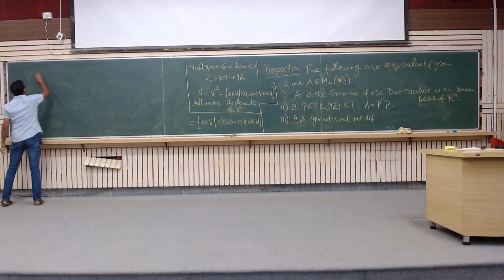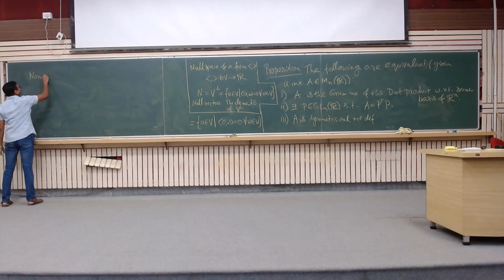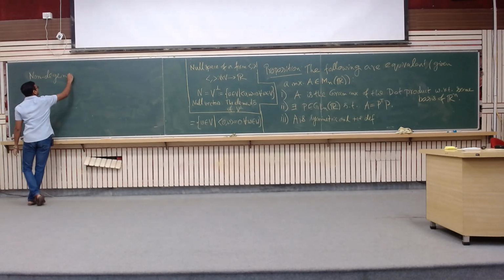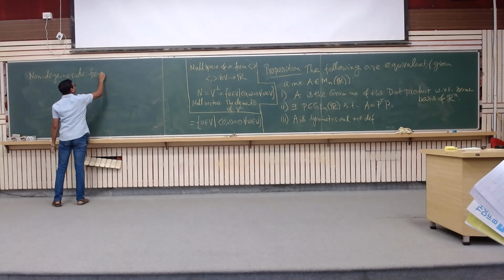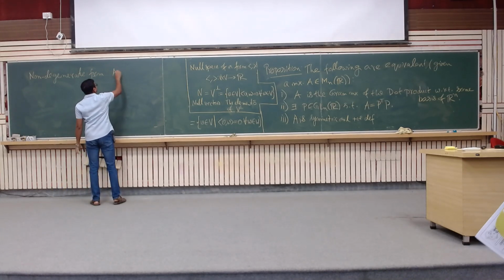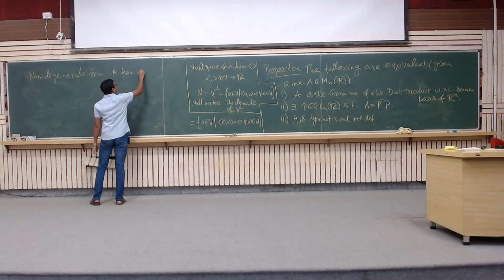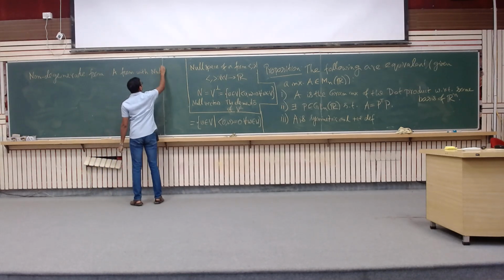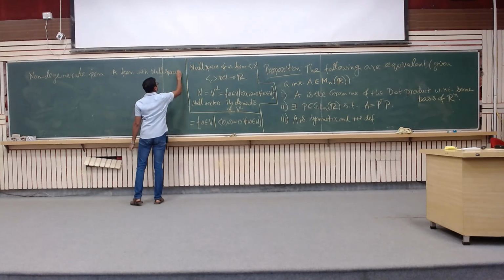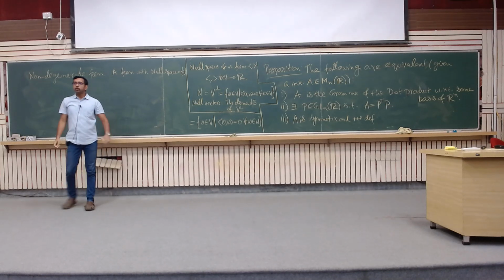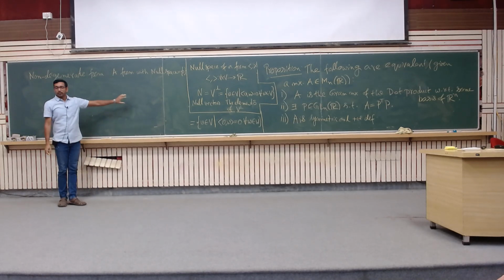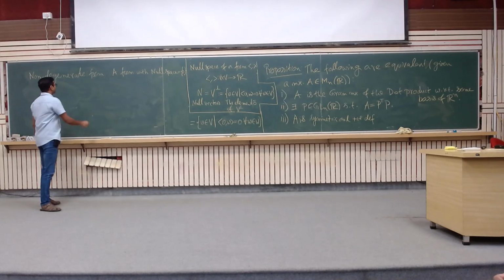So now we call a form non-degenerate if it is a form with null space equal to 0. So the trivial null space. If your form has no non-trivial vector in its null space, we call the form non-degenerate. Otherwise, we call it a degenerate form.